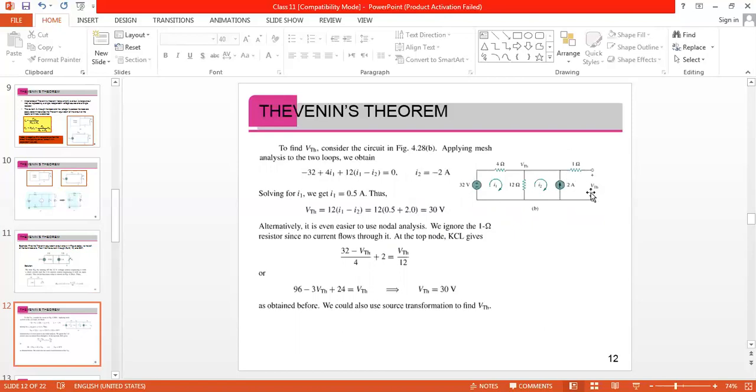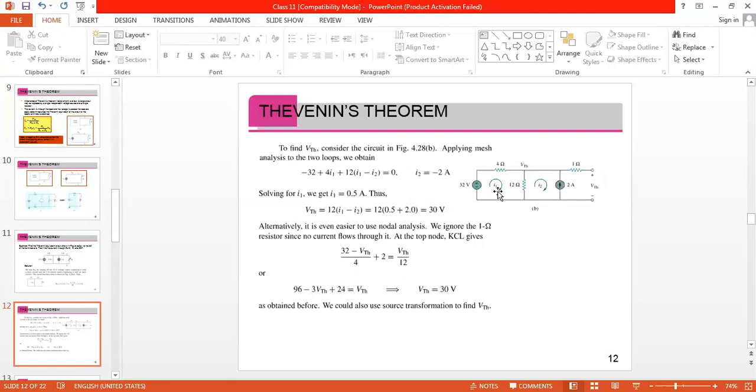So the total voltage here will be equivalent to the total voltage here because no current is being passed here, so both are in parallel. Now we have to find the total voltage in this branch. To do that, we can use mesh analysis, or you can also use another method.